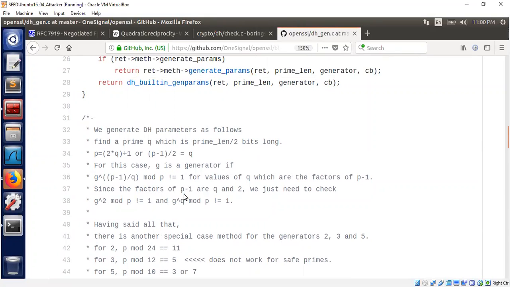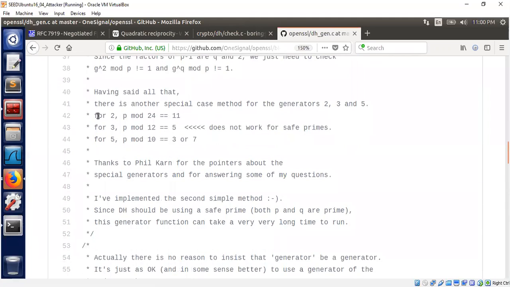The safe prime cannot have subgroups other than subgroups of order 2 and Q, right? Obviously, I'm eliminating the subgroup of order 1. Therefore, it's easy to check whether G equal to 2, or for that matter any G, is actually a generator of the entire group. Very easy, okay? That's not what I'm going to talk about now. I'm going to talk about the part that is discussed here. For G equal to 2, they say it is enough to check whether P mod 24 equal to 11.